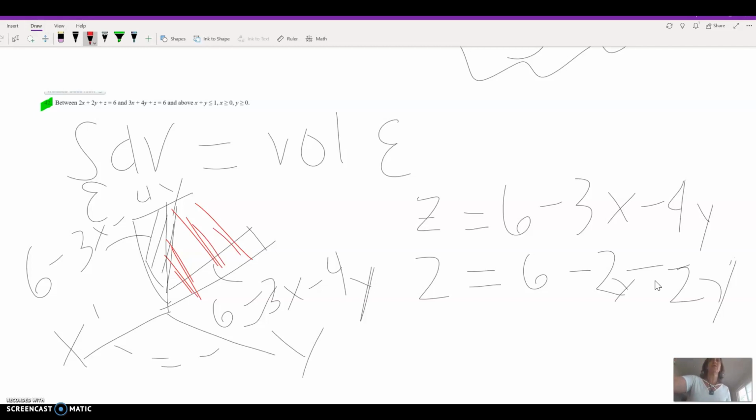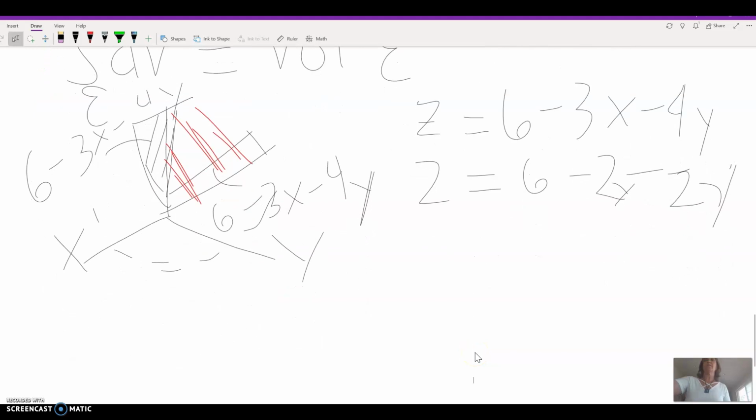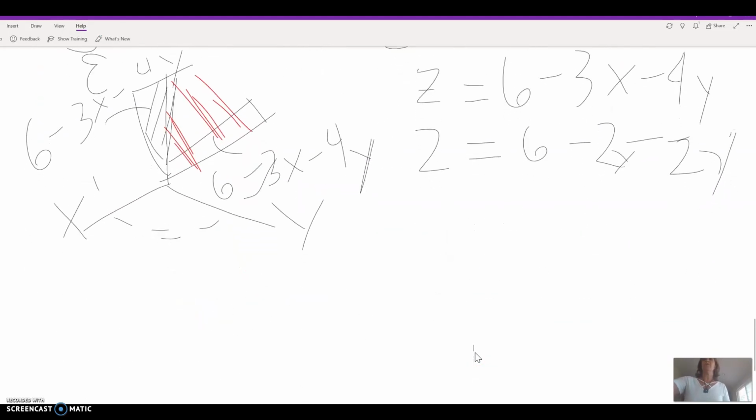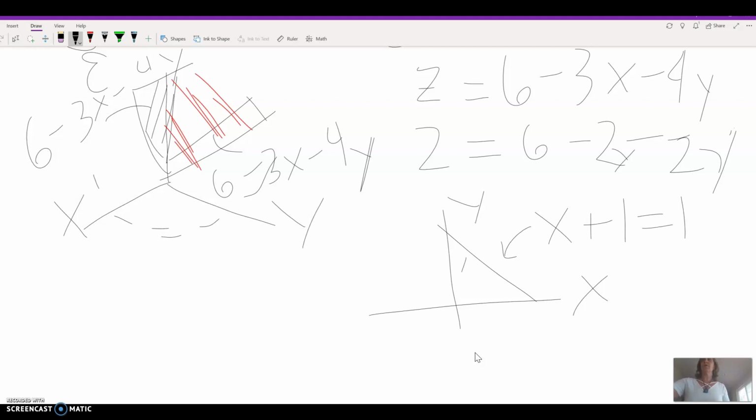Planes go on forever. I'm not going on forever. In between those two things, let's draw another quick cross section. If I look here just at the xy plane, I want to be above this triangle, where here's my line x plus y equals 1, and they wanted the area less than 1, where both x and y are above 0. So here I am above this triangle in between those two planes. That's the volume I want.